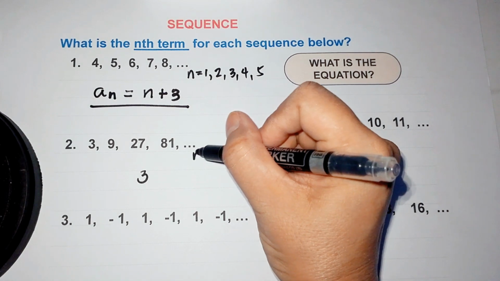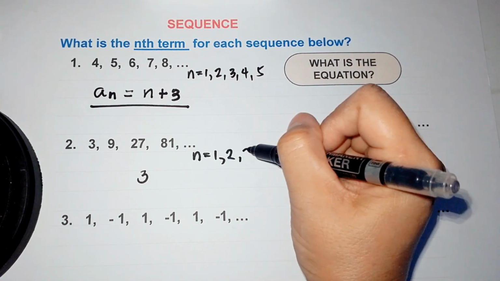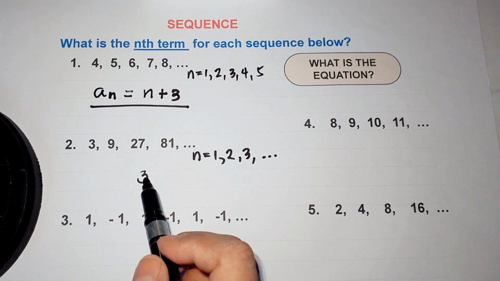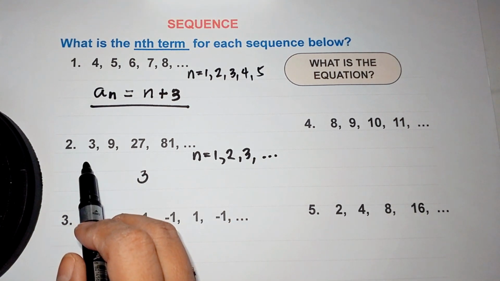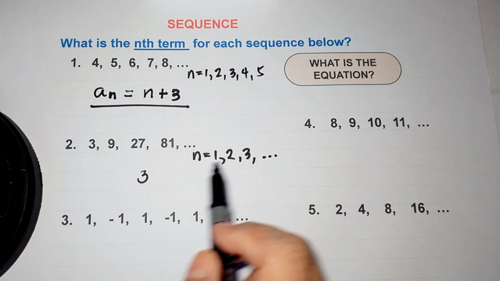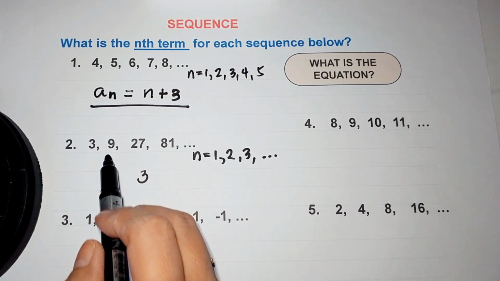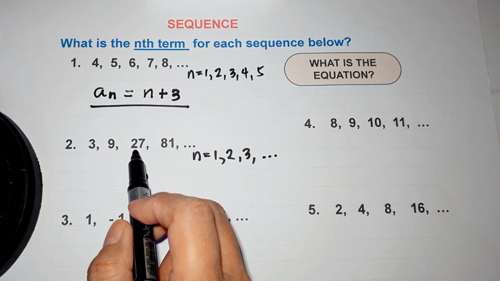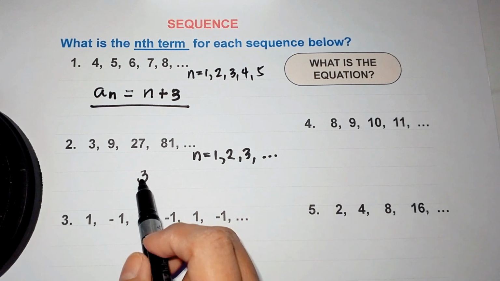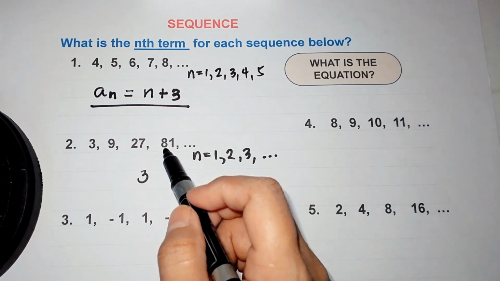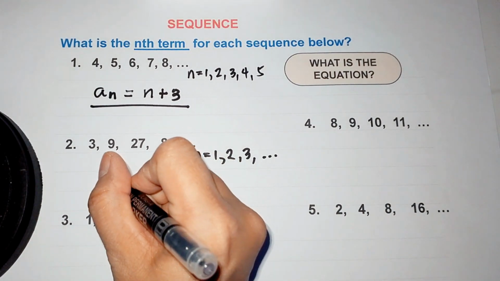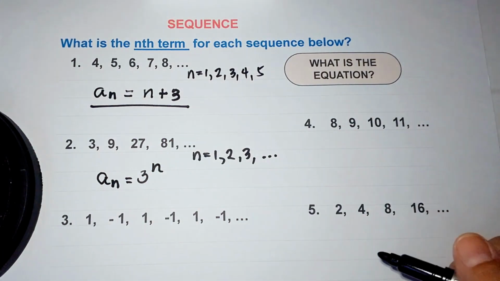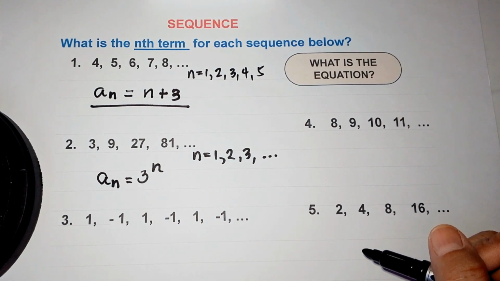Now, remember, n is equal to 1, 2, 3, and so on. So, if we have the number 3, we can give it an exponent of 1 to get 3. And then, if we give this 3 an exponent of 2, we will get 9. Then, if we give it an exponent of 3, we'll get 27. And this 3 raised to the 4th power will be 81. Therefore, the nth term, or a sub n, equals 3 raised to the nth power. Or a sub n equals 3 raised to n.